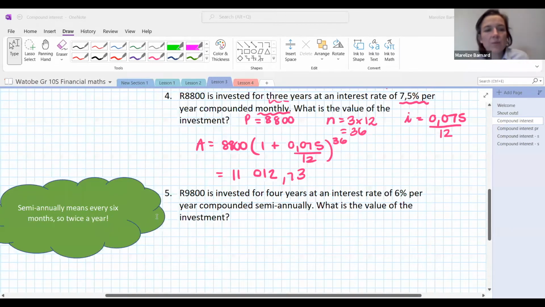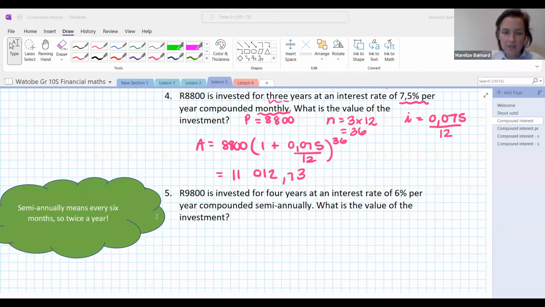Okay, so the next one we're going to do is semi-annually. Where we had quarterly, that was 4 times, monthly was 12 times, semi-annually is going to be twice a year. So we're going to take our interest rate and split it over the year and get interest twice. So we need to divide that interest rate by 2.